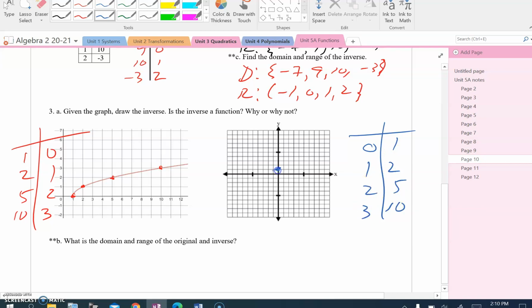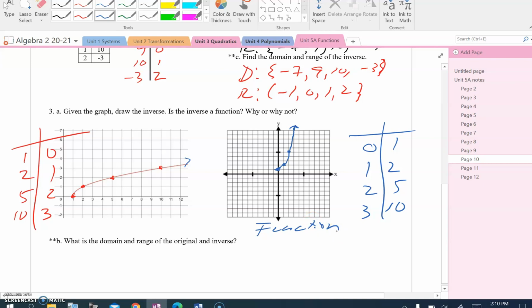So 0, 1 is right there. 1, 2 is there. 2, 5 is there. And then 3 and 10. So it looks something like that. And it looks like it may go on forever. So that still looks like a function to me. That isn't always the case, as we saw with the quadratic. But this looks like a function to me.